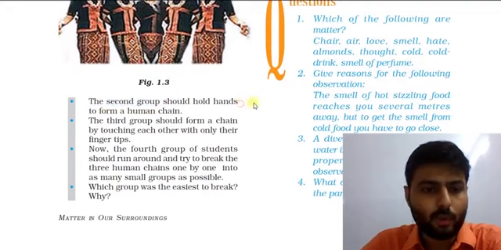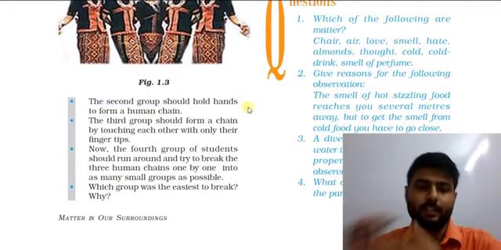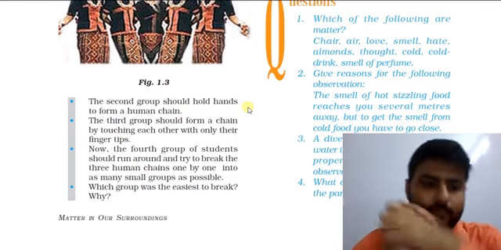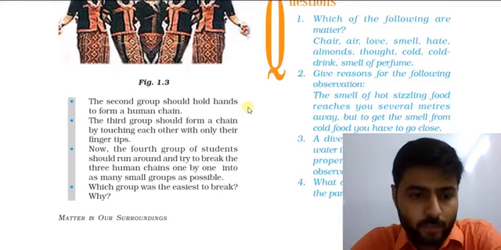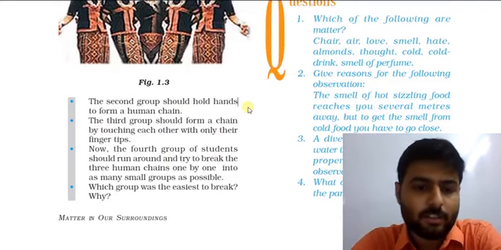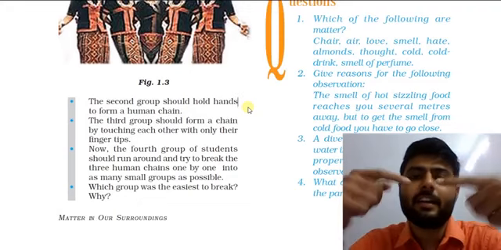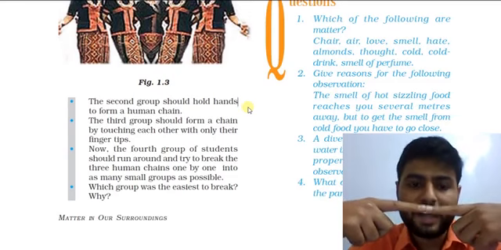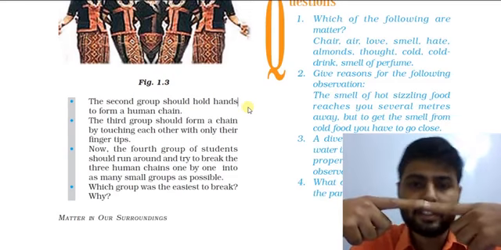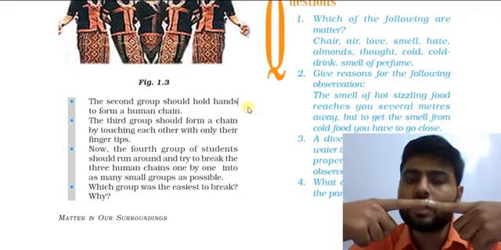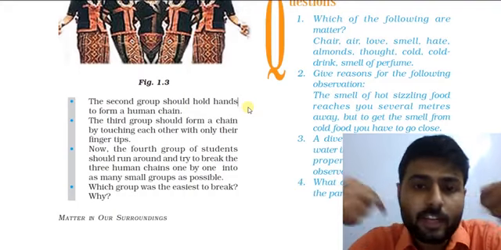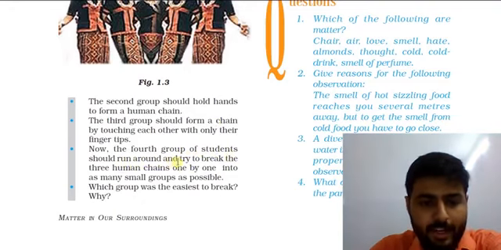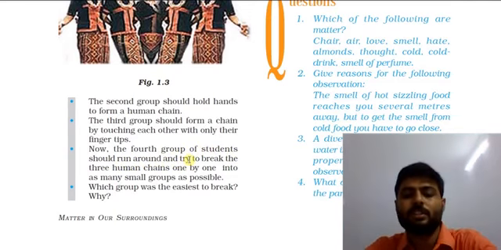The second group should hold hands and form a human chain, and the third group should form a chain by touching each other with only their fingertips, like this. Now we have three human chains with different bonds. Now the fourth group of students should run around and try to break the three human chains one by one.